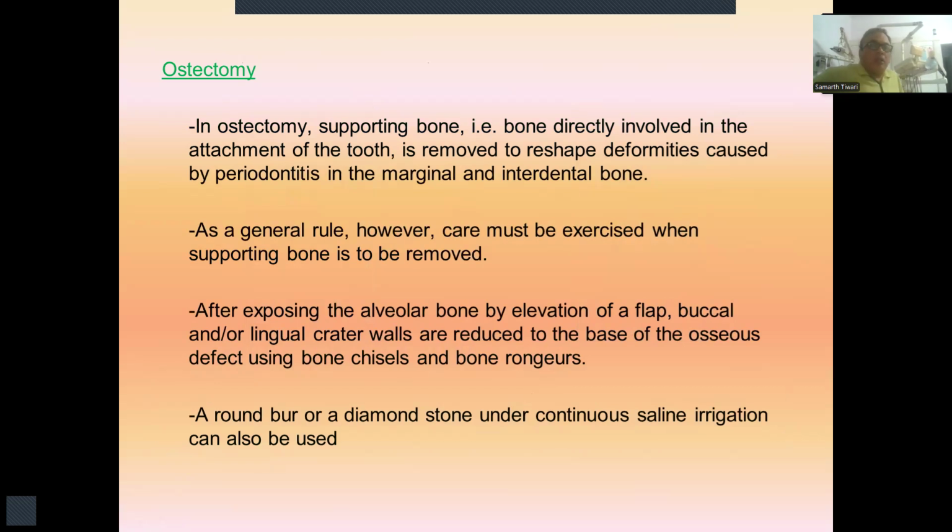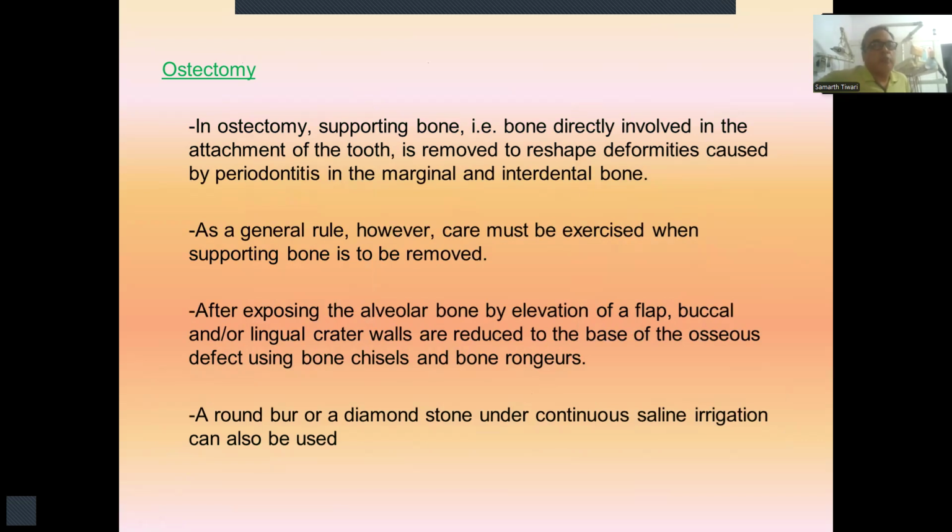Ostectomy. In ostectomy, supporting bone, that is bone directly involved in attachment of the tooth, is removed to reshape deformities caused by periodontitis in marginal and interdental bone. As a general rule, however, care must be exercised when supporting bone is to be removed.